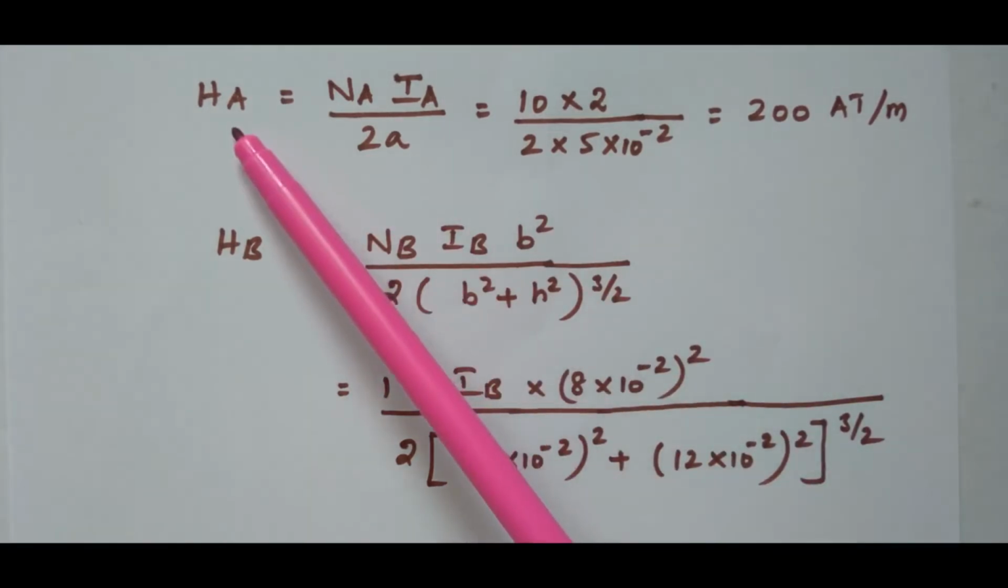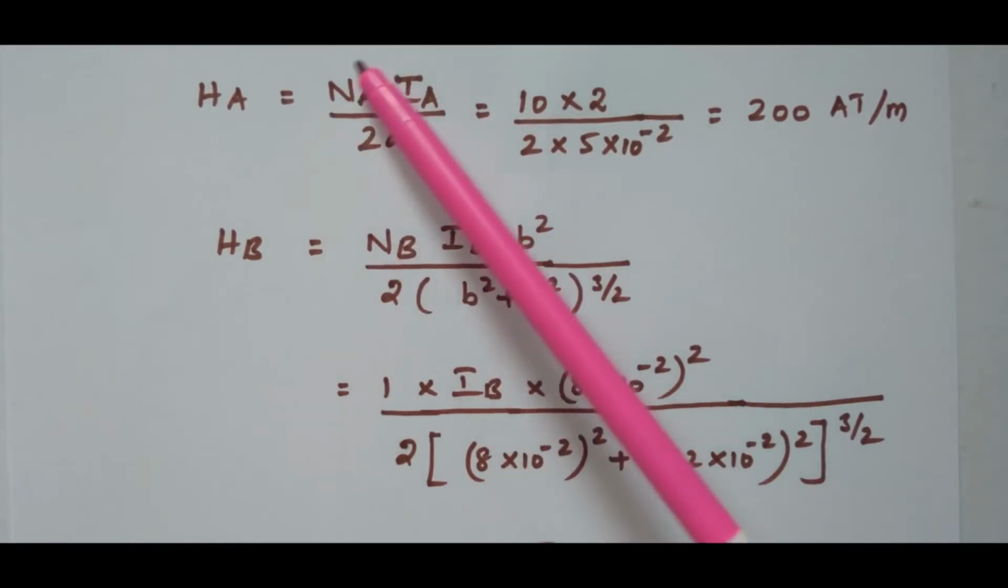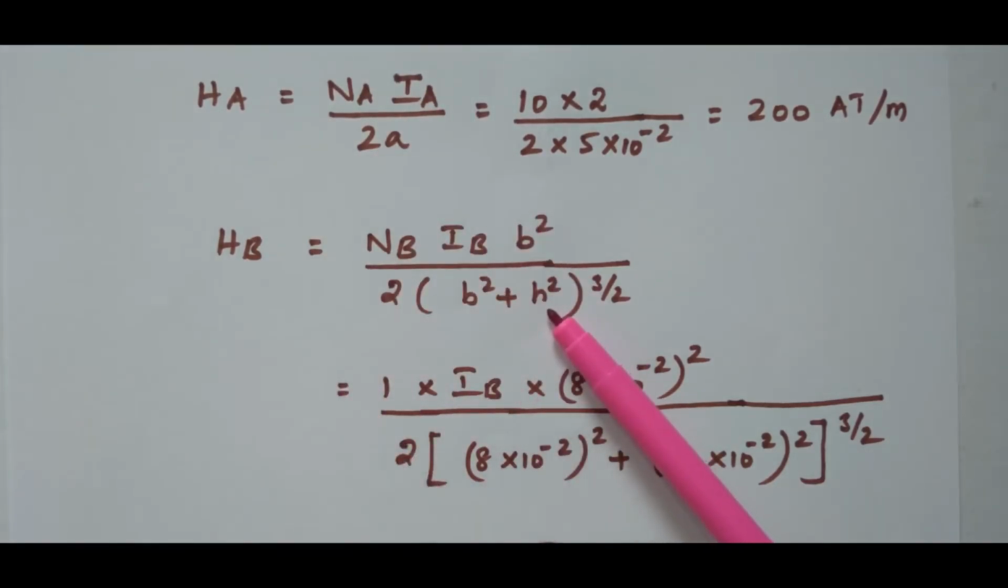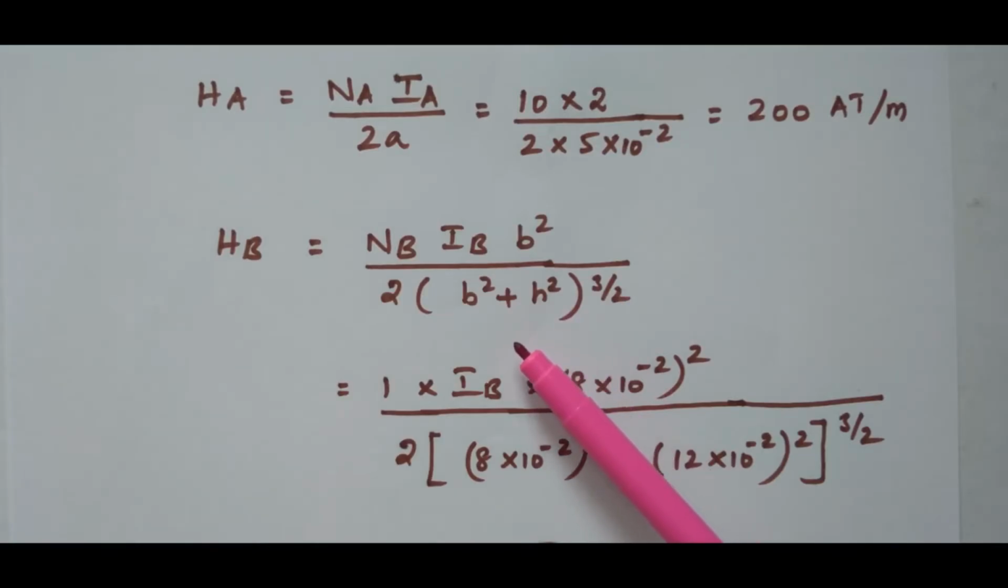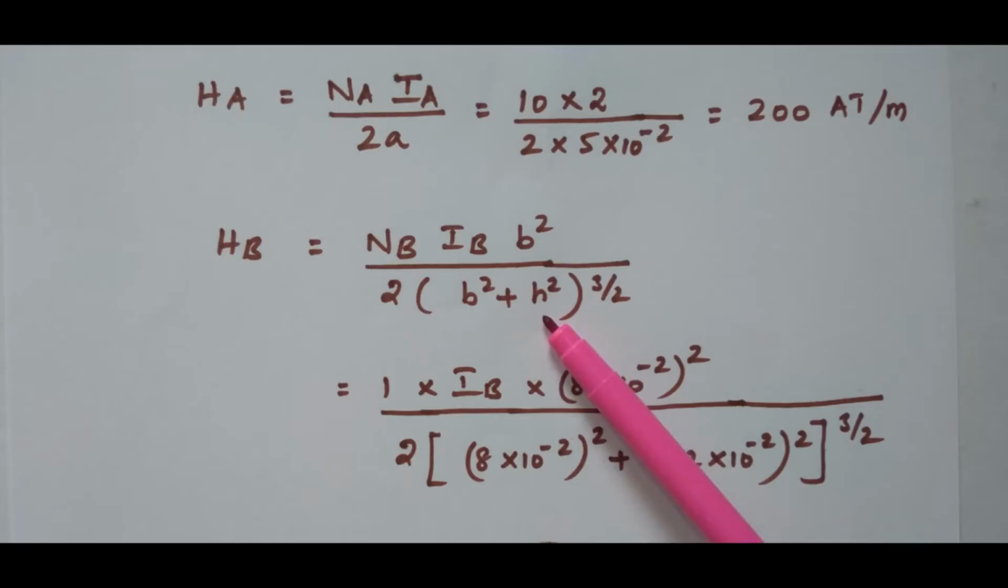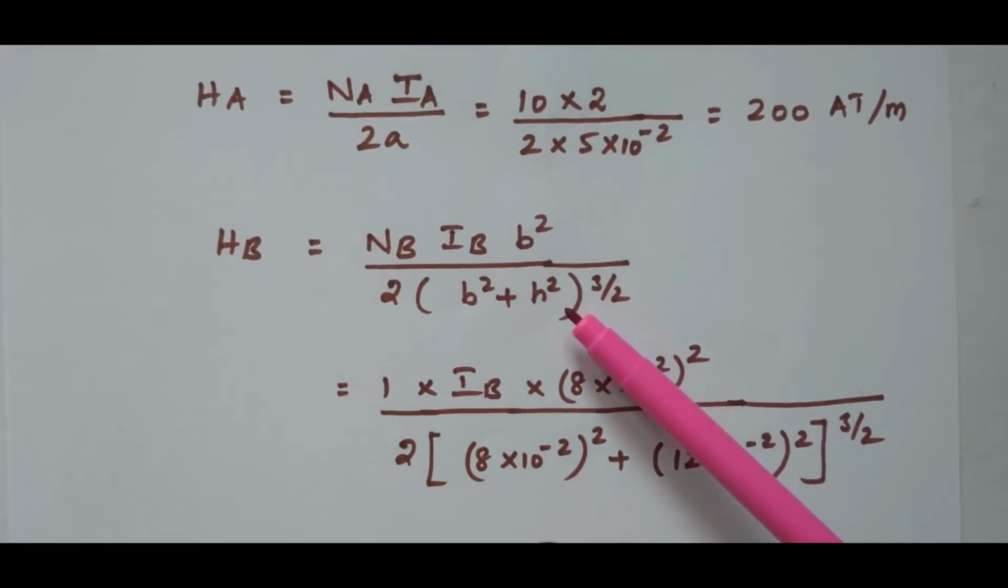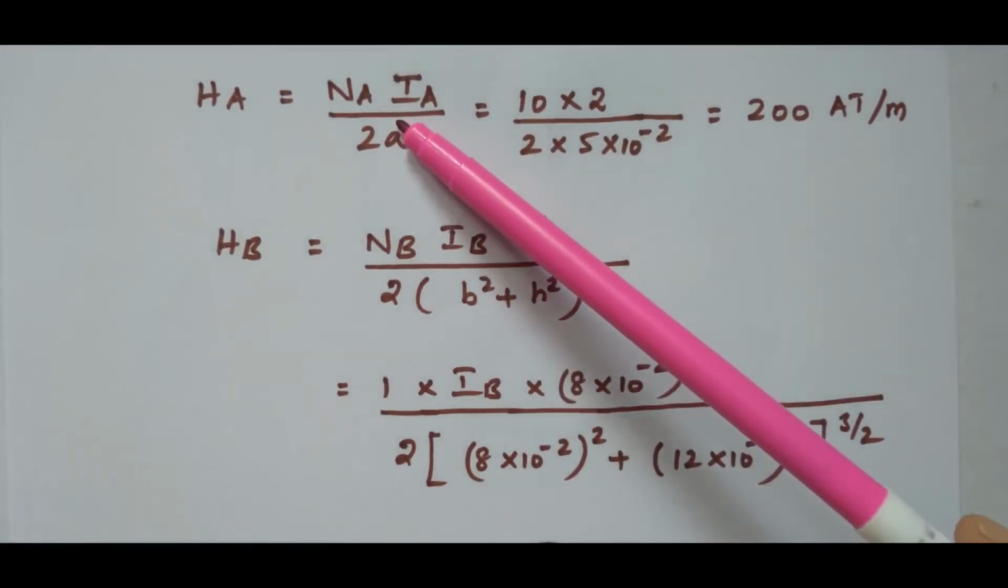So coil A we assume at the center. Coil B is at a height of 15 centimeters, because the center to center distance between coil A and B is 15 centimeters. So we use the formula in terms of height here.